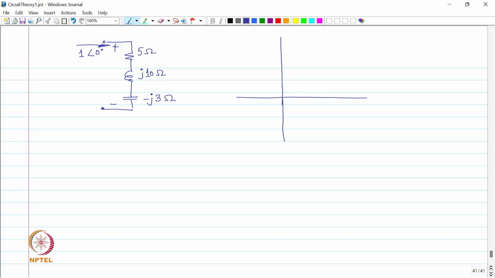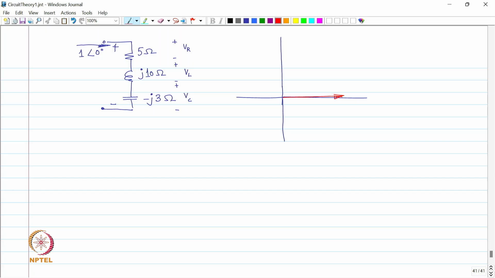All right, 1 angle 0 into 5 ohms. So, I have 3 drops over here. There is a V R, there is a V L, and there is a V C. All 3 are phasors. So, V R is 1 angle 0 times 5 ohms, and that is going to be simply a vector of 5 units, right, along the real axis. Fine.